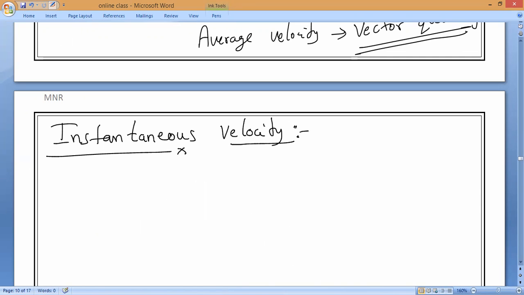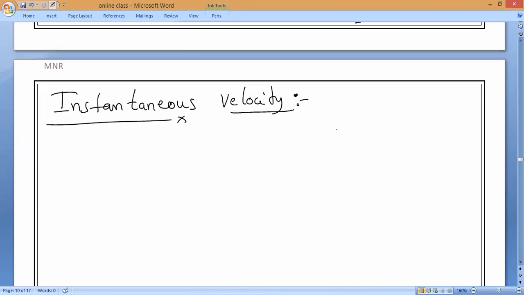Now, what do you mean by instantaneous velocity? Try to understand very carefully. It is very, very simple. So, instant. What do you mean by instant in English? Anybody can tell me? Please respond. Sir, like now only it is finished, sir.